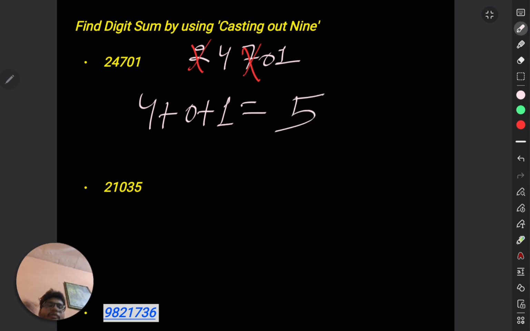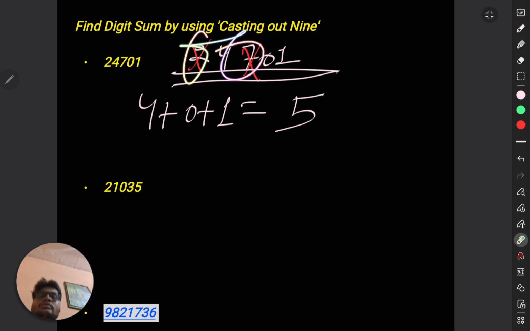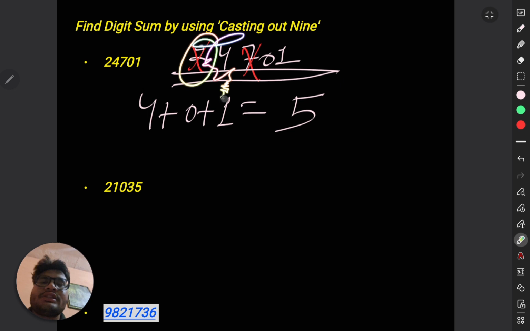You can do this for any number. If 9 is not available in the number, then we will find those digits which make 9 by adding, cast them out, and add the remaining digits. On adding those remaining digits, we get the digit sum.